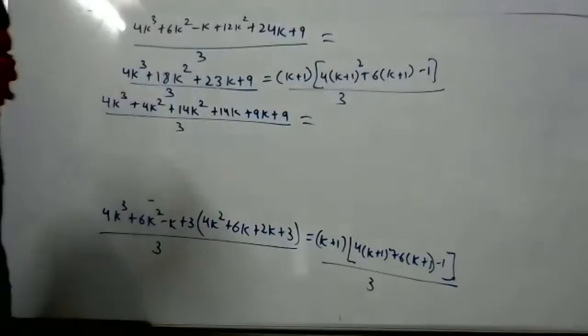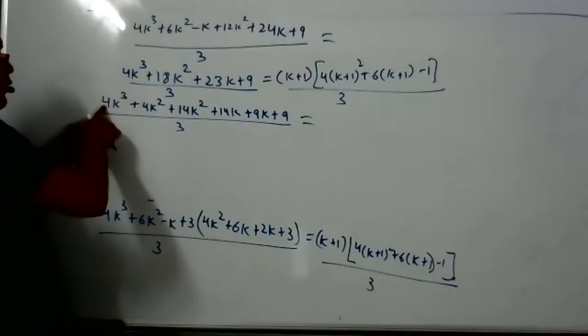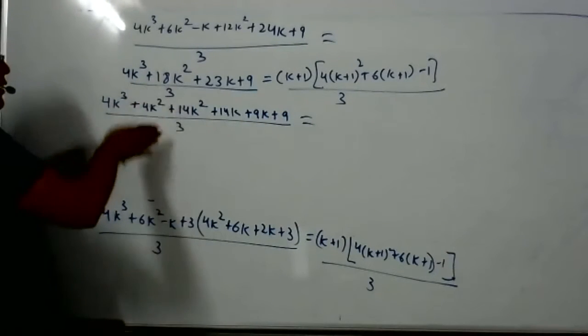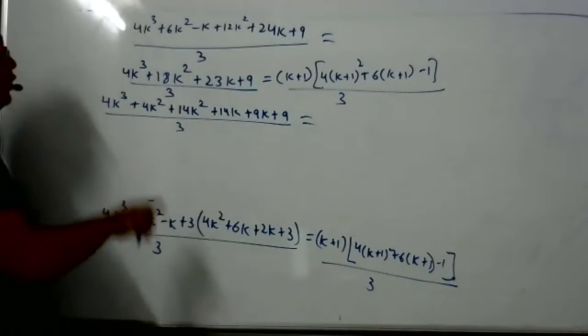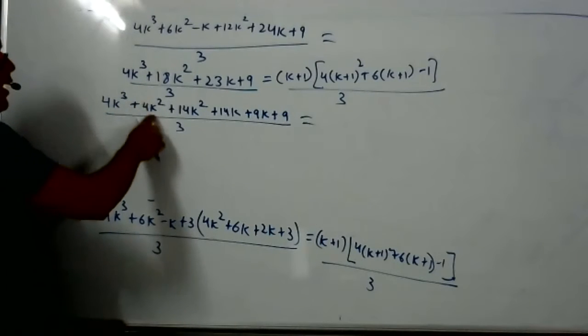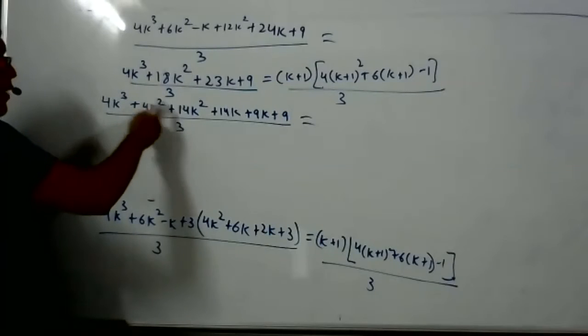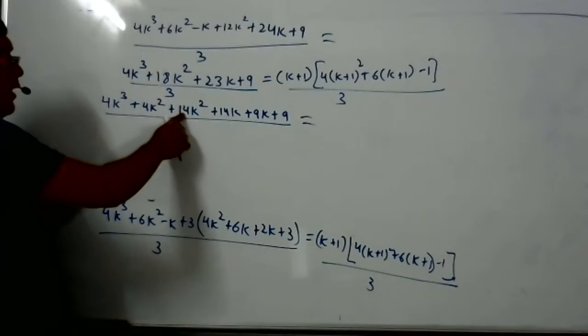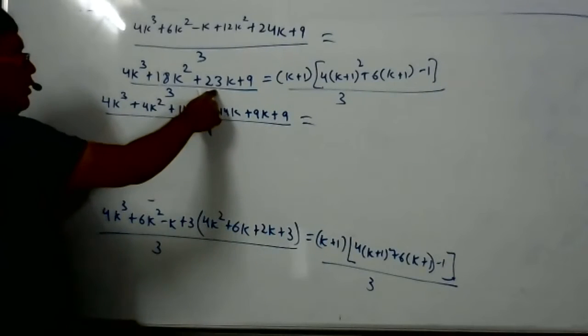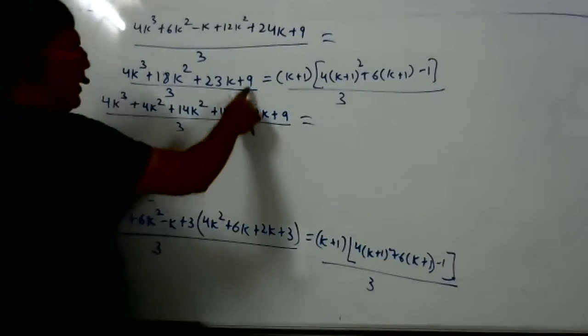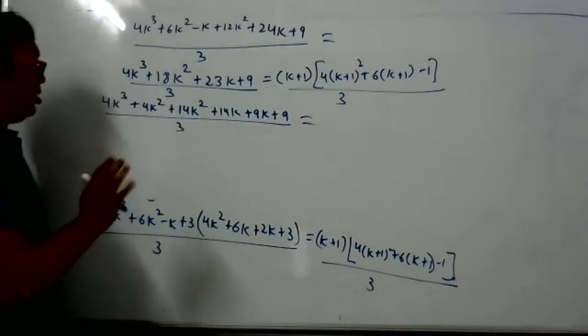If somebody doesn't know, the first term is 4k cube, then 18k square. Since the first term is 4k cube, purposely the coefficient should be the same. You write 4k square. So out of 18k square we wrote 4k square. So what is left? Obviously 14k square. Now 14k square means the coefficient should be the same. Don't write 23k, you write 14k. Out of 23k we wrote 14k, which means 9k and 9 is there. Anybody has doubt? Ask me please.